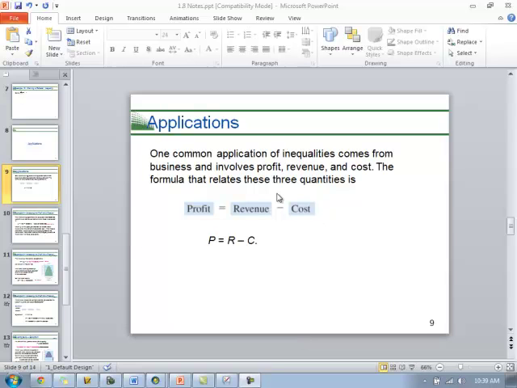Okay. You might be wondering when you could ever apply this type of stuff, and I know this is not going to be that easy of a problem, but it's an application. It's where businesses actually use this, for example. A common application would be the business model for profit, revenue, and cost. Profit equals the amount of money you bring in minus the amount of money you spend. So profit is going to equal revenue minus cost. Let's look at an example of that.